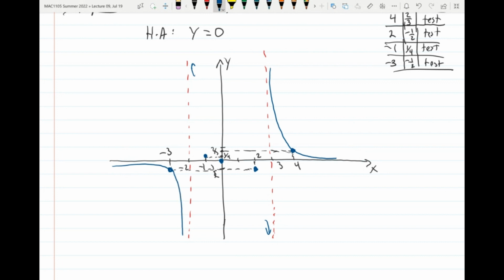Yes? And now what's going to happen in the middle? Between the two vertical asymptotes? We start from the top, then go down to the bottom, and we need to do a sort of cubic-like shape, right? So that's exactly what we do.